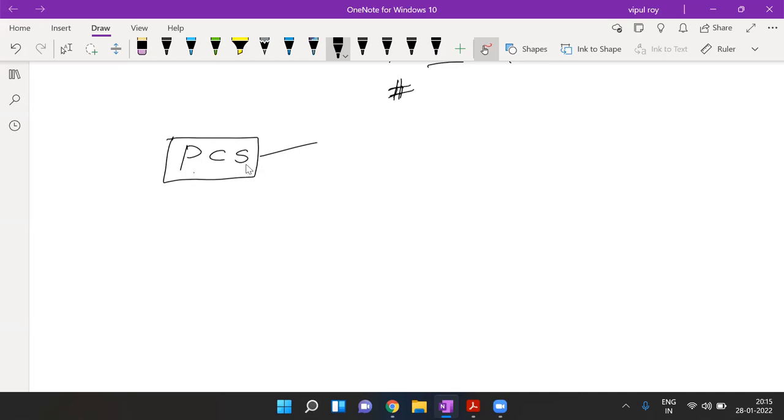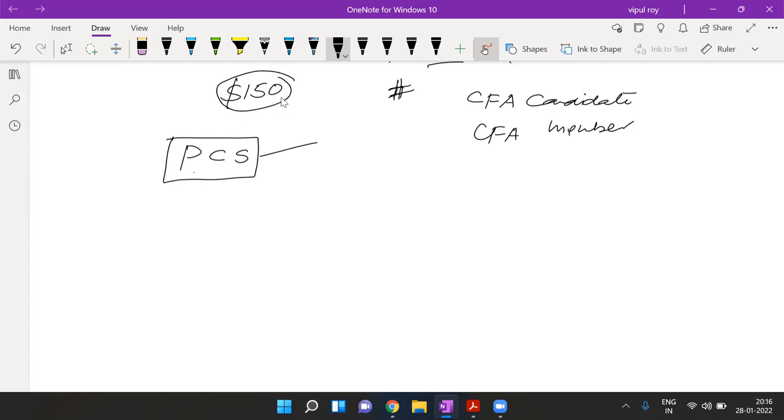Sometimes what happens is a written complaint about a member comes in. Now the point is, somebody says, sir, I am a CFA candidate, but I am not a CFA Institute member. So what is the difference between a CFA candidate and a CFA member? In order to take membership of CFA Institute, you have to pay a certain amount, which is $150. This is the fee you have to pay annually to become a CFA Institute member. And then you have to sign the professional conduct statement. So there are two criteria basically. One is you have to pay the annual membership fee of $150, if I remember correctly, and then you have to sign the professional conduct statement.